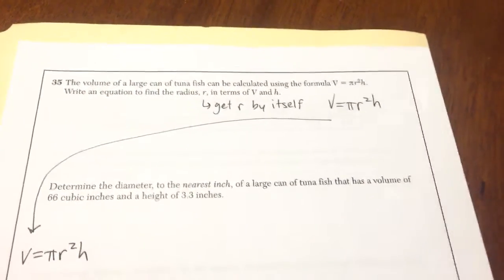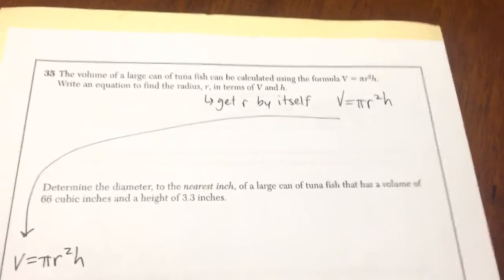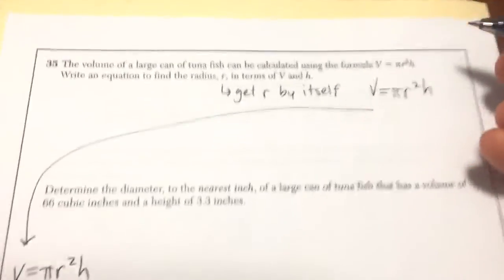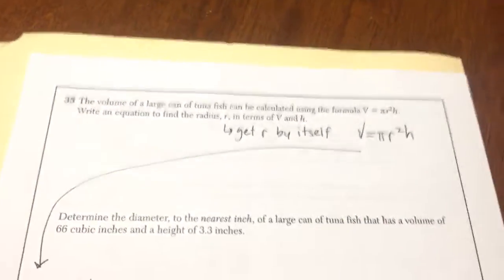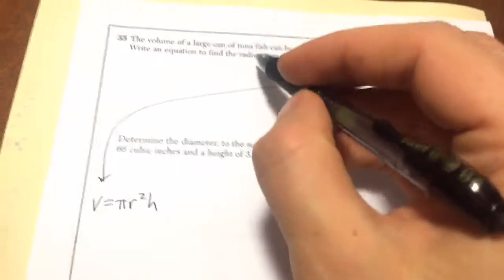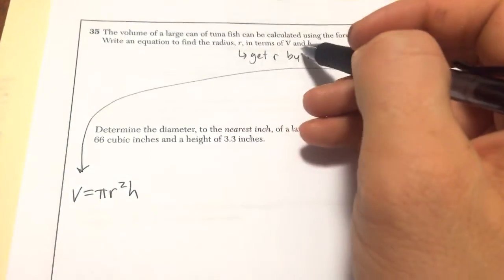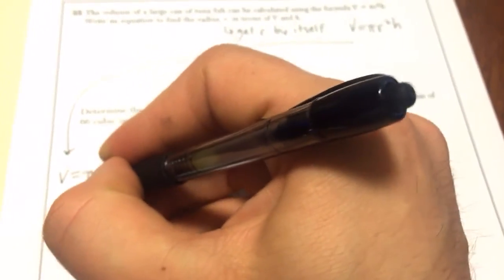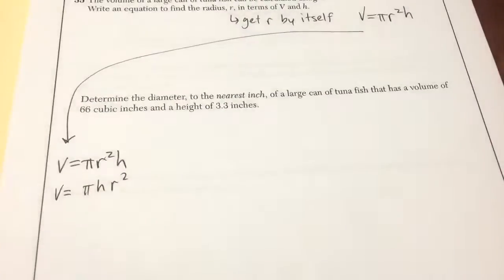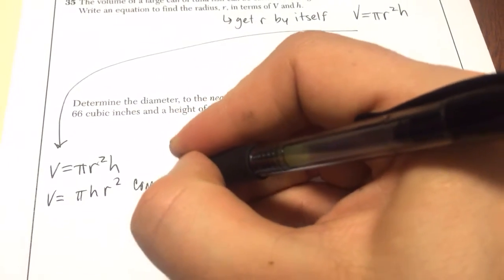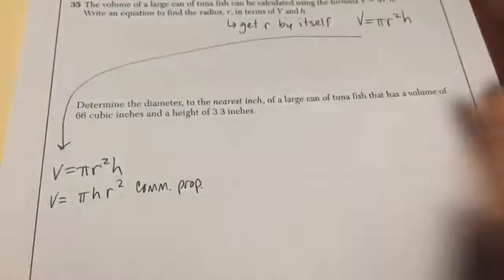And number 35, the volume of a large can of tuna fish is given by this formula for volume, which is basically the volume of a cylinder. Coming down here, when it says define the radius r in terms of the other ones, that means you want to solve for r. So what I'm going to do is rewrite it like this. This is basically the commutative property of multiplication.